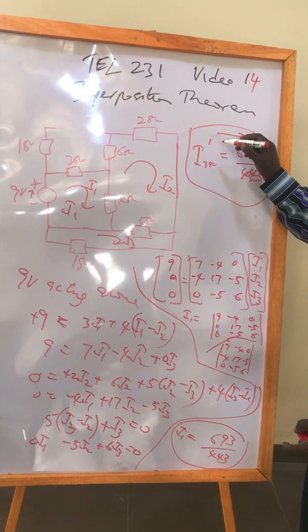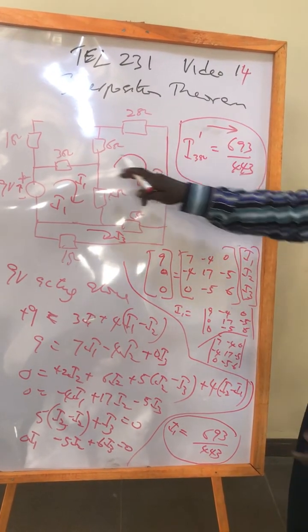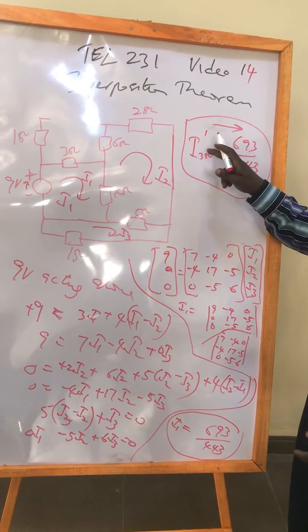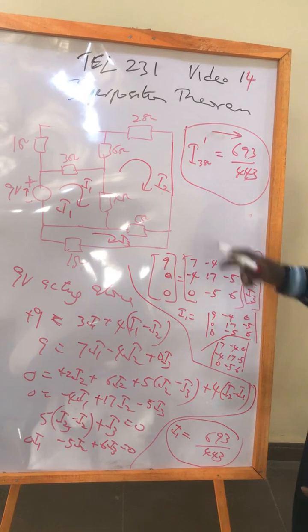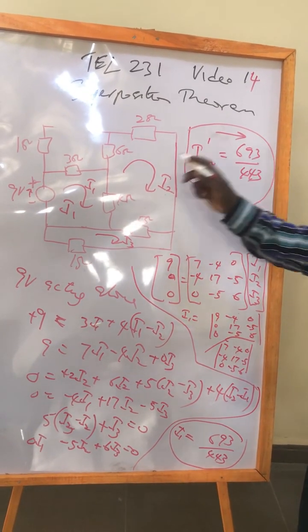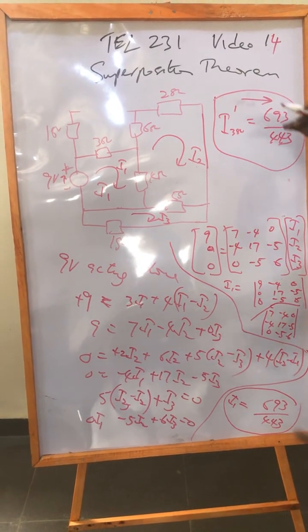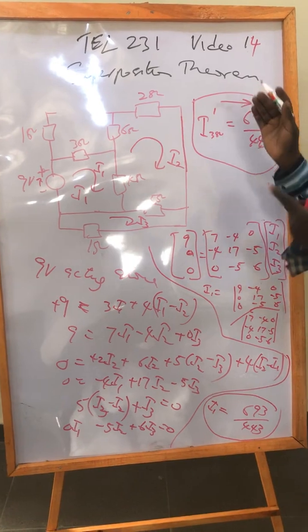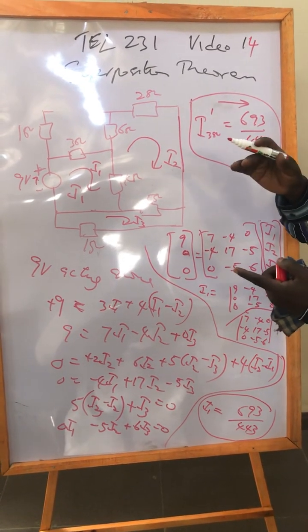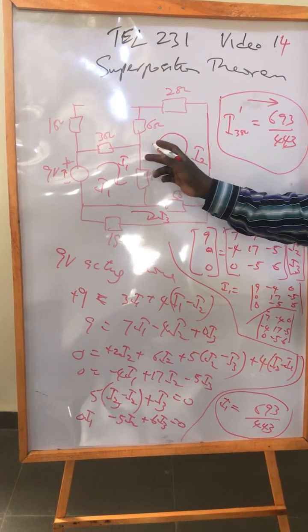By this prime, I mean that this is the one produced by 9 volts. It is not the total current in the 3 ohm, but the current in the 3 ohm produced by this 9 volts acting alone. I'm indicating this direction because we are still going to add the contributions of the 3 sources together. If one is producing in the opposite direction, I will have to subtract. If they are working in the same direction, we add. That's why I'm indicating the direction, which is towards the right.